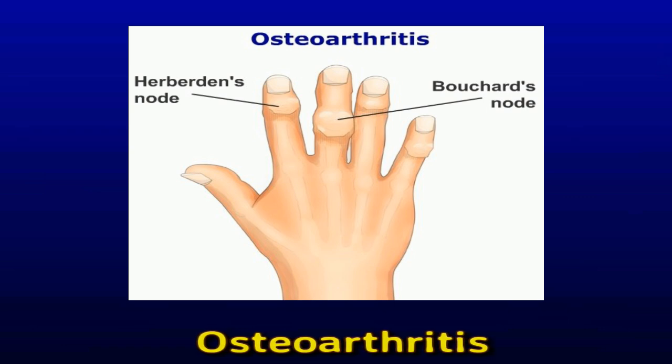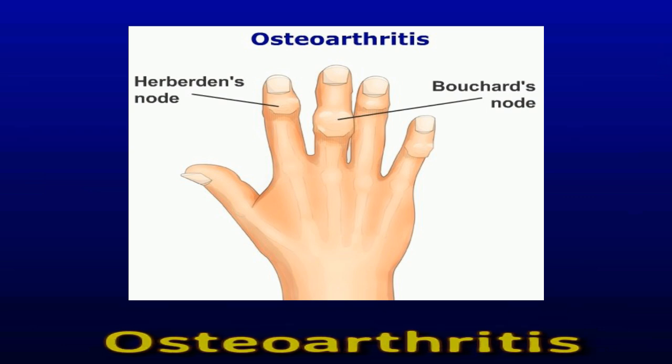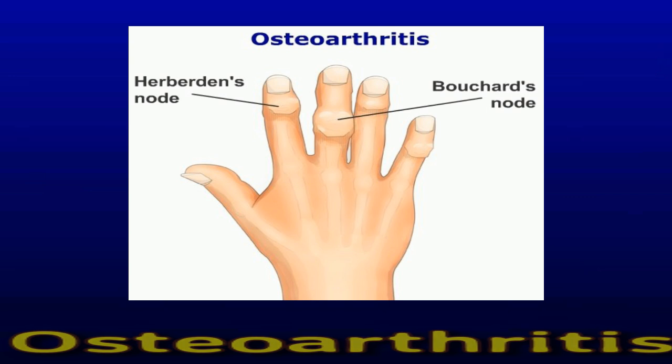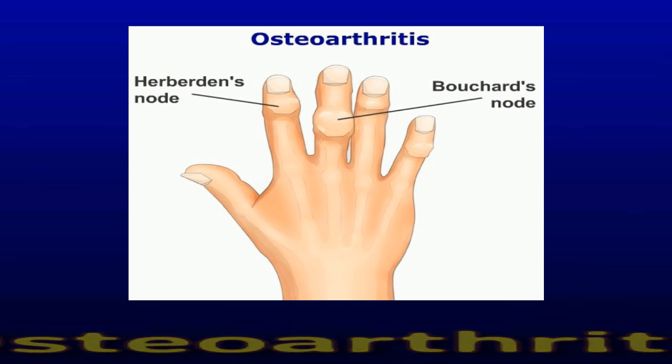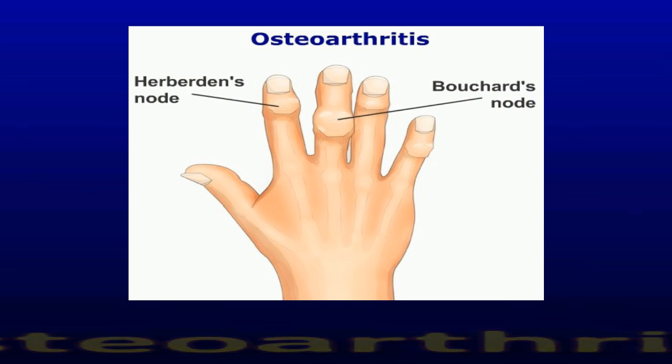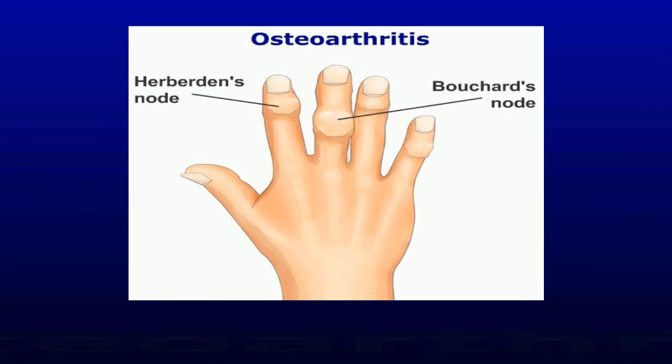Osteoarthritis tends to develop gradually and may become worse over time. It is more common in older people and those who have experienced previous joint injuries.